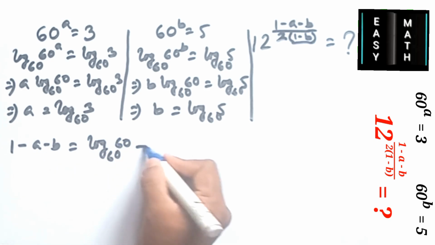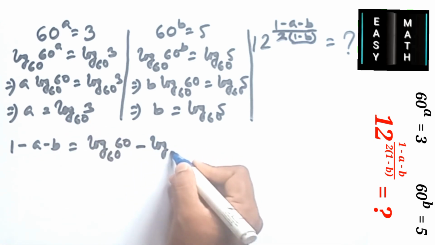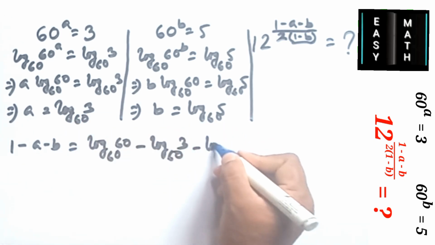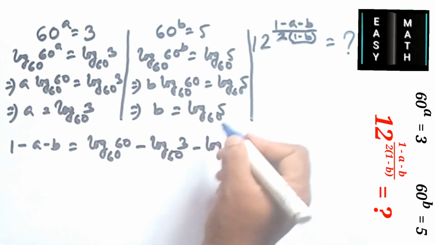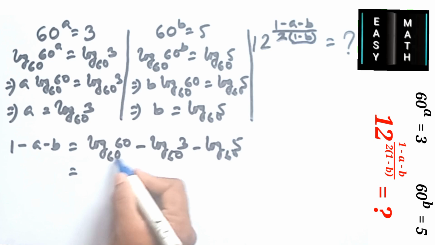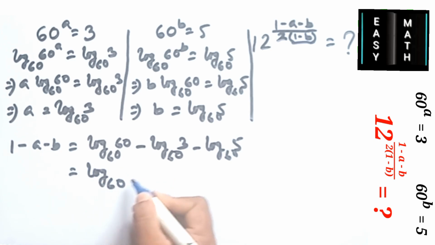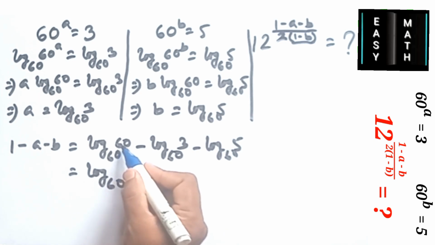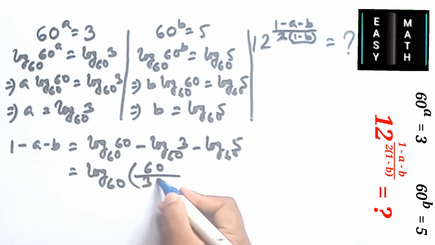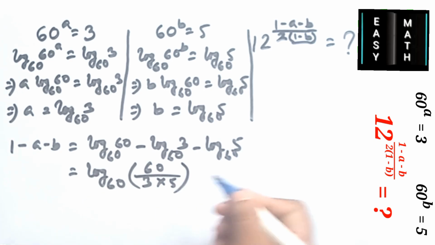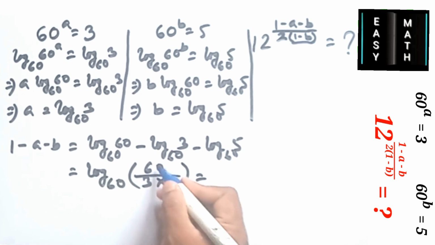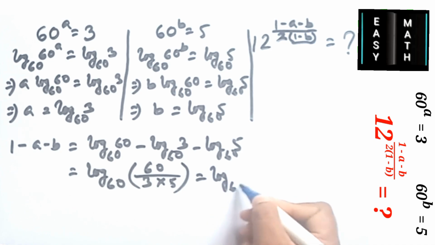So this is 1, the log 60 base 60, minus 3, minus 5. We take the log base 60, and 60 above, minus 3, and again minus 5. So we can write 15, and 60 cut by 15 is 4, so there is the log 64.